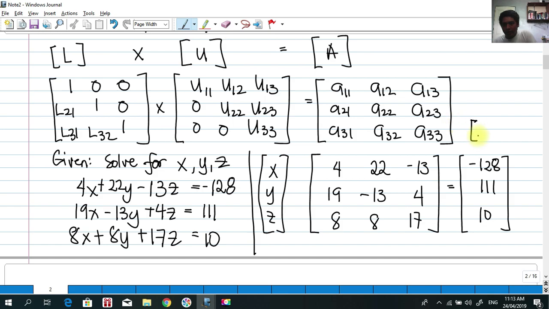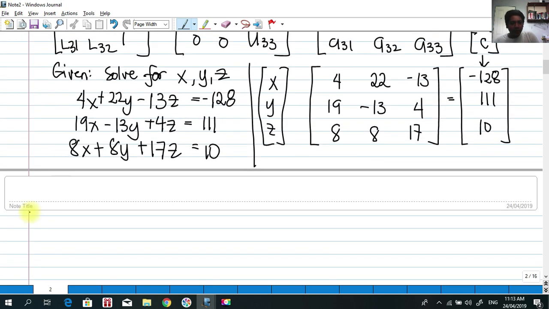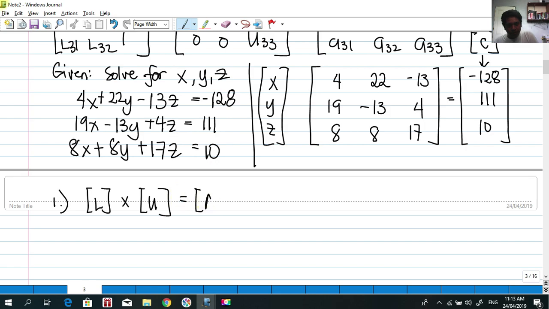This will be our matrix C, the constants of each of the equations. Okay, so how do we solve these systems of linear equations using Doolittle's? Our first step is that the matrix L multiplied by matrix U is equal to the matrix A.